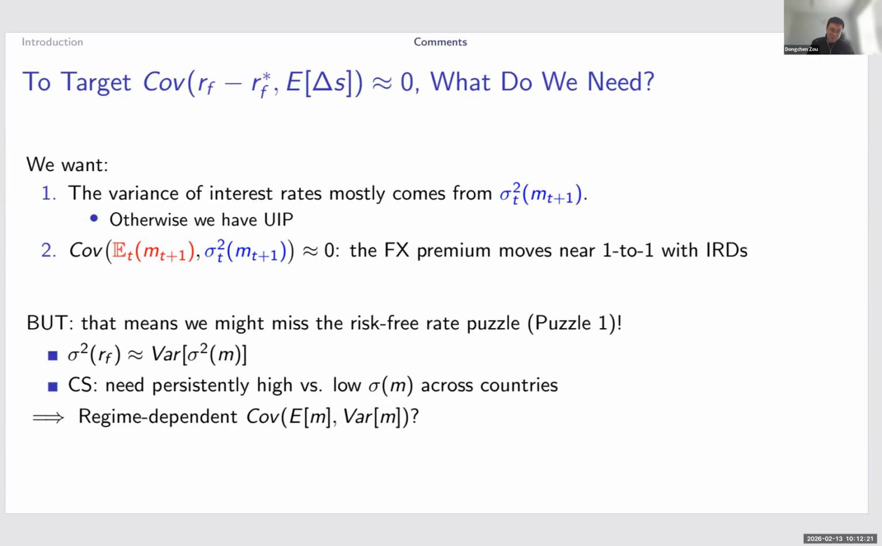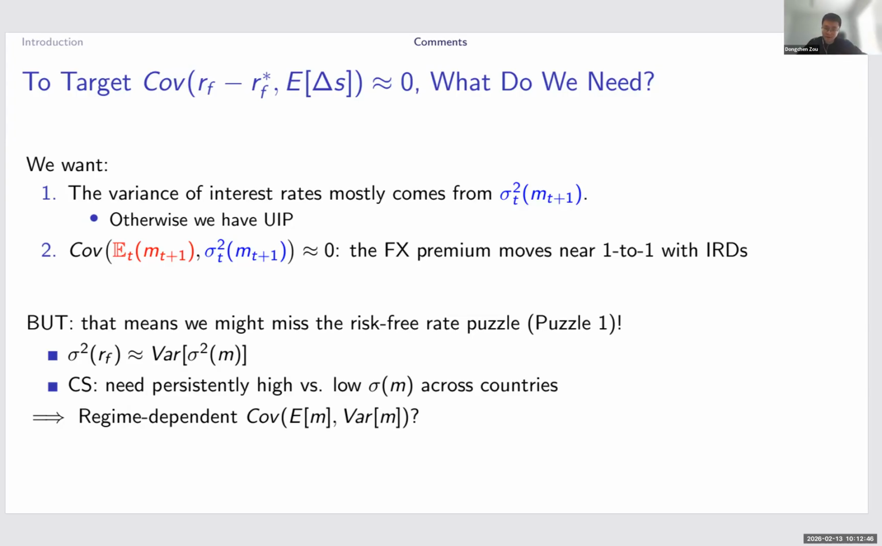Perhaps one solution would be some regime-dependent covariance between the mean and the variance of SDFs, saying that a large drop or increase can happen sometimes. Well, on the other hand, most of the time it is in a stable regime. Perhaps it can help reconcile with this fact.